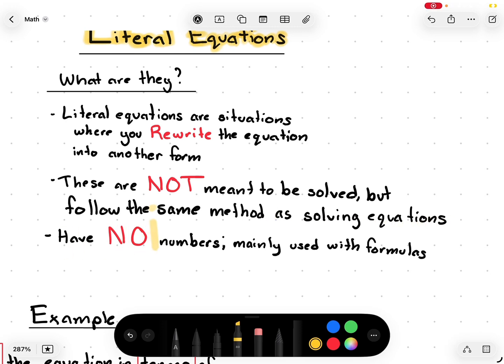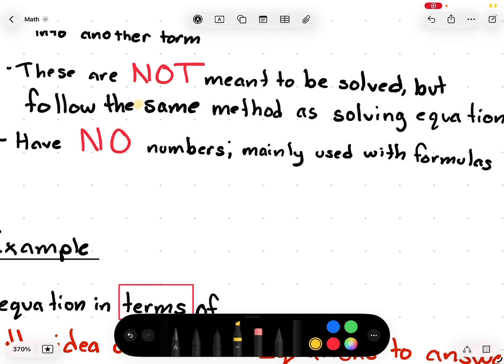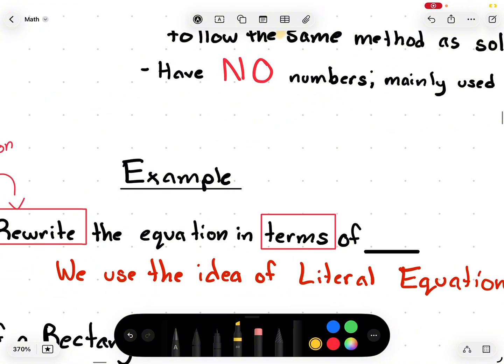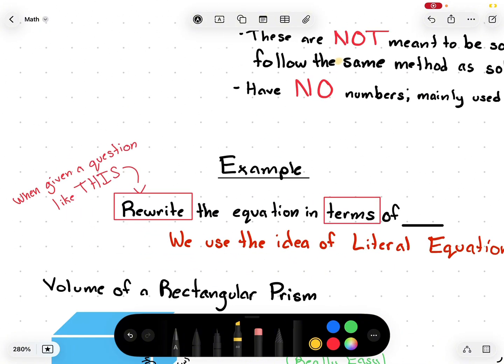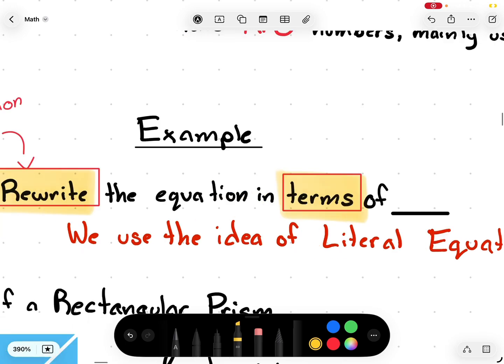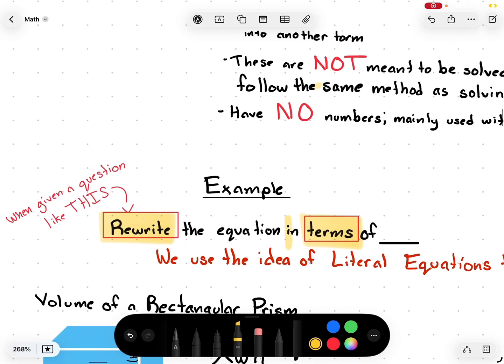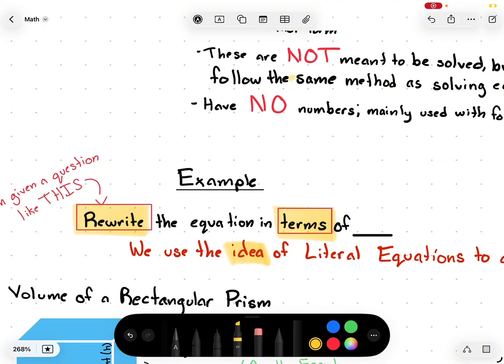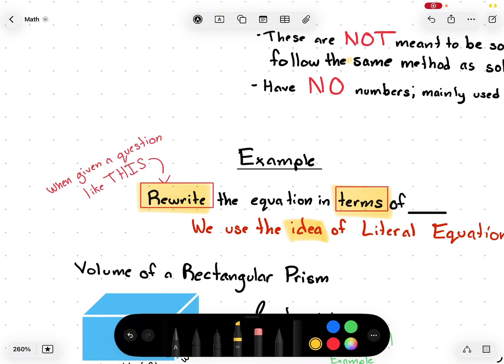They usually have no independent numbers, and they're used with formulas. The only time you will ever see numbers is if the formula has numbers in it. There are no general numbers, only numbers with the formulas. Now, you might be confused on what I'm talking about. So here's an example of a literal equation. When you're given a question using the words rewrite and terms, so for example, rewrite the equation in terms of blank, you have to use the idea of literal equations to answer this type of question.